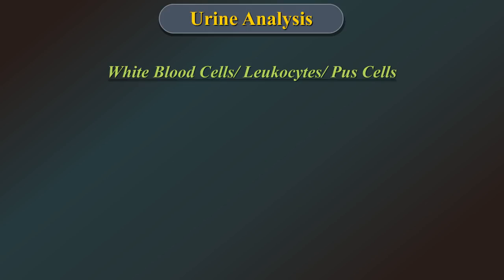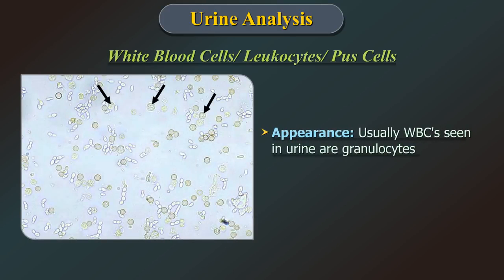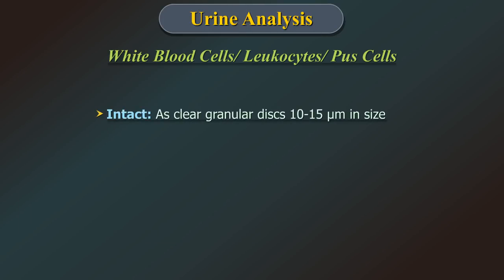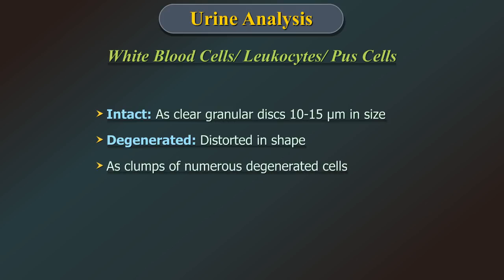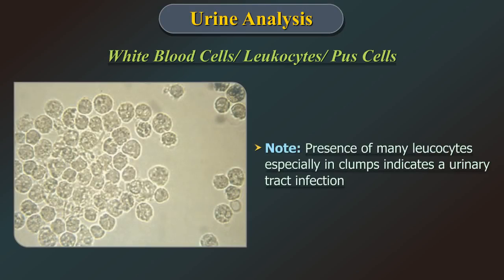White blood cells or leukocytes or pus cells. Normal range is 0 to 2 white blood cells per high power field. Appearance. Usually, the white blood cells seen in urine are granulocytes. These may be seen as intact or clear granular discs 10 to 15 micron in size, degenerated or distorted in shape, or as clumps of numerous degenerated cells. The presence of many leukocytes, especially in clumps, indicates a urinary tract infection.